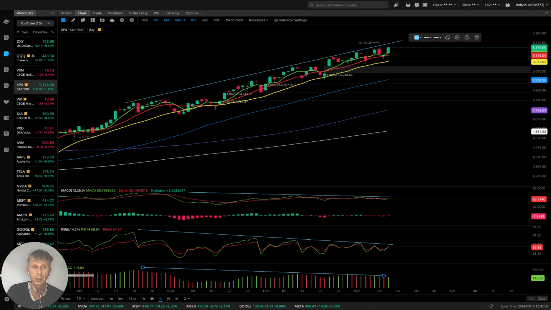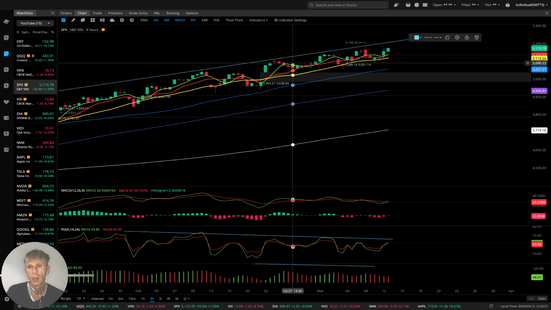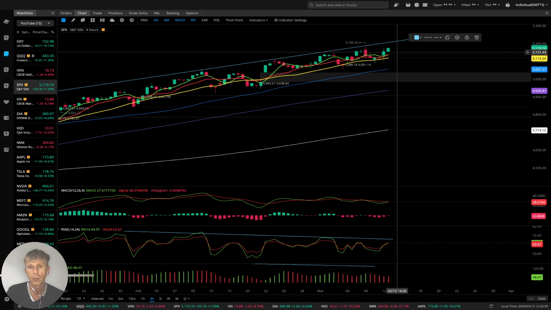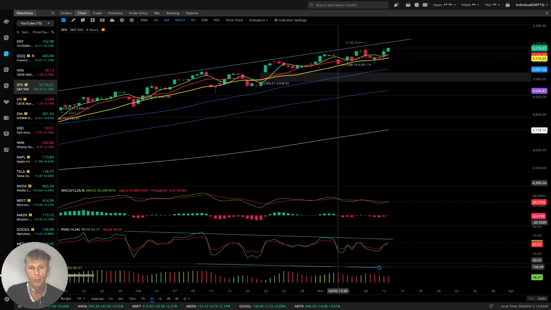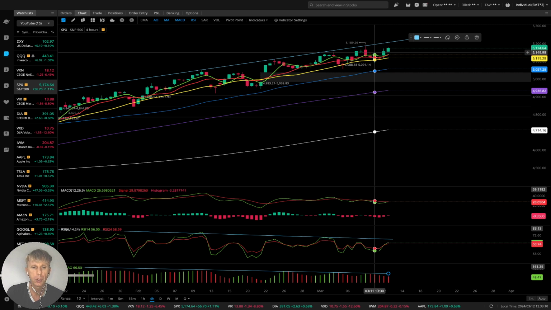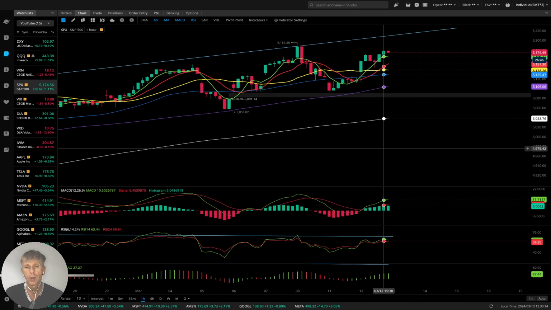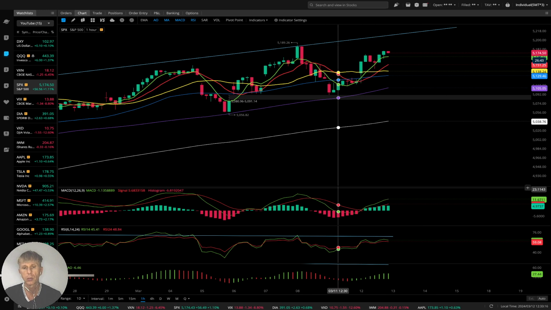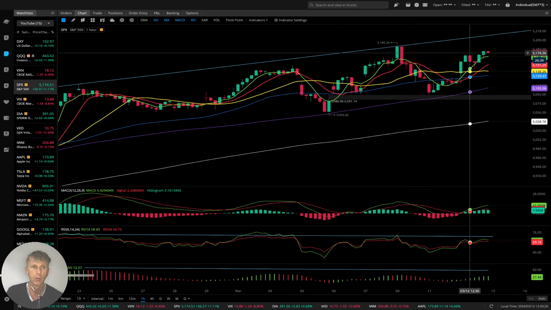Daily, 4 hours time frame for S&P 500, same trend, bullish trend, last bar above all moving averages, bearish divergence, bullish trend. Bullish crossover, yeah, bullish trend. S&P more positive than Q's. 1 hour time frame, also bullish trend with bearish divergences, no changes.